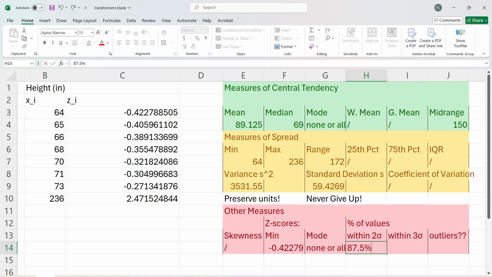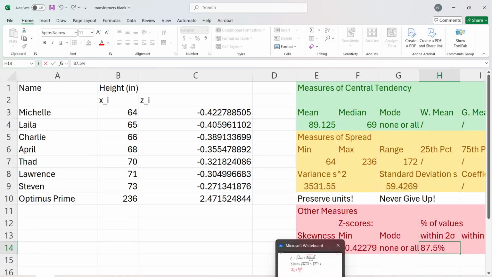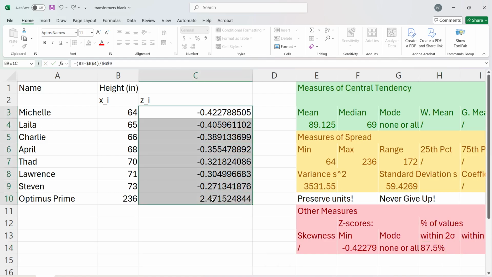So something like 91%. Okay, and let's go back and see how many are within 3 standard deviations of the average. And sure enough, it's all of them. Everyone in the sample is within 3 standard deviations.